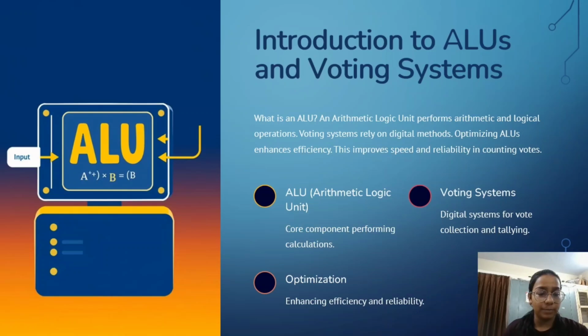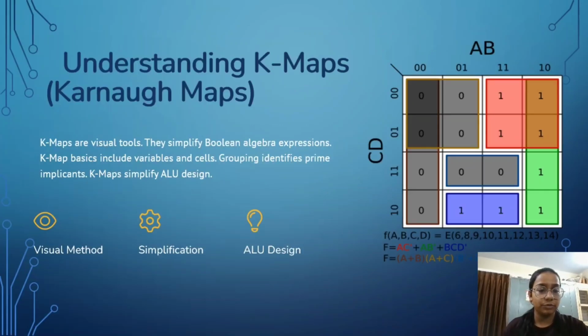It also highlights the importance of optimization. By improving the ALU's efficiency, whether through hardware improvements or logic simplification, we can enhance the overall speed, accuracy, and reliability. K-maps work by organizing truth table values into a grid format where adjacent cells represent values that differ by only one bit. This allows us to easily group terms and identify prime implicants, the fundamental building blocks to simplify.